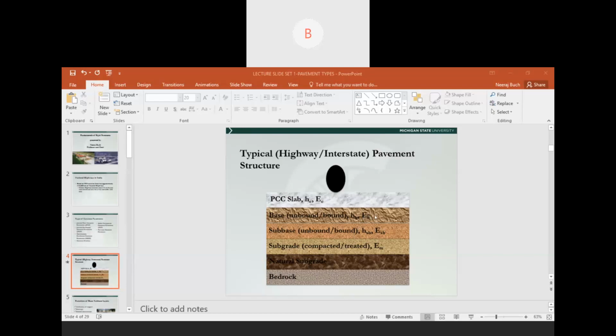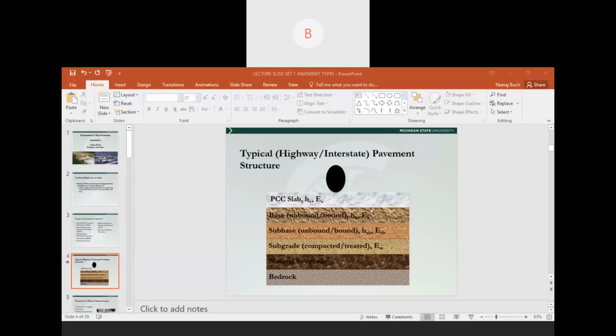And then, of course, on top of the bound or unbound aggregate base is the Portland cement concrete slab, which carries most of the load and the stress. And that is also characterized minimally by its elastic modulus. And then, of course, there is a designed slab thickness. And then, of course, is the axle load that is placed on this cross section.